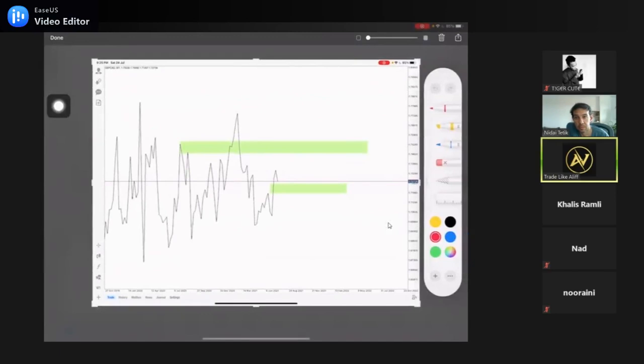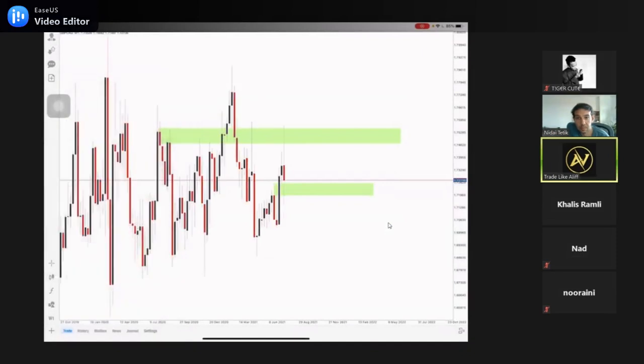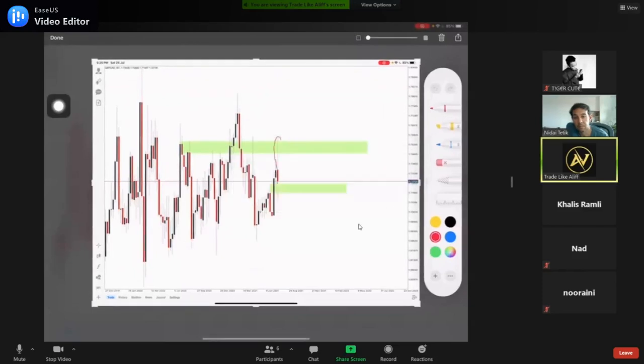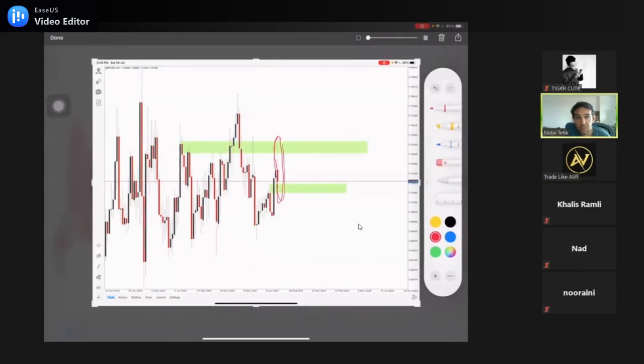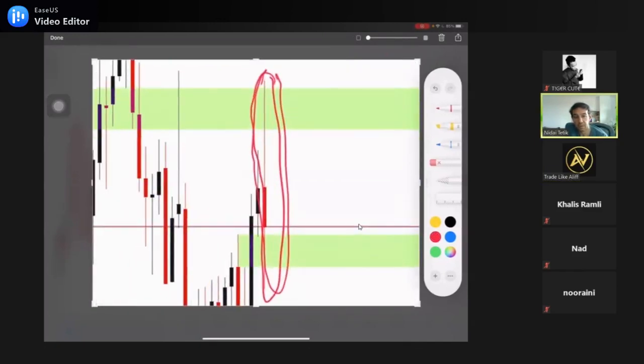This is resistance value. It's fine. So now you see, this is this week's candle, correct?